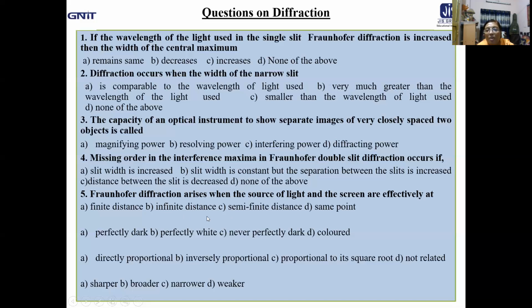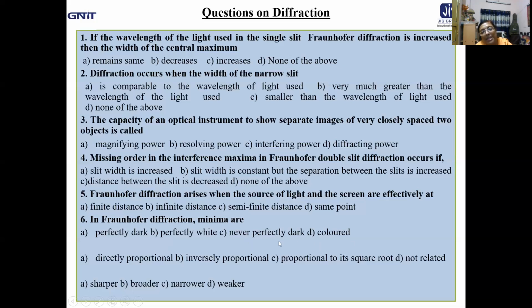If it is the case for Fresnel, then it should be finite distance. Okay. Next one. The options are perfectly dark, perfectly white, never perfectly dark, colored. What may be the corresponding question? In Fraunhofer diffraction, minima are perfectly dark, perfectly white, never perfectly dark, colored.